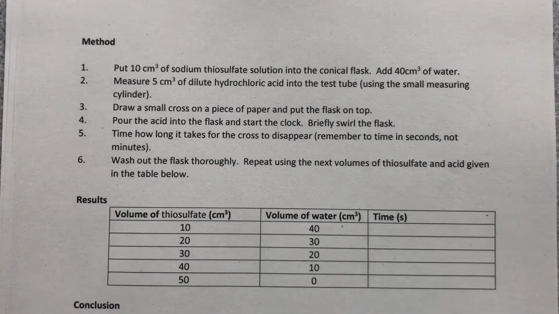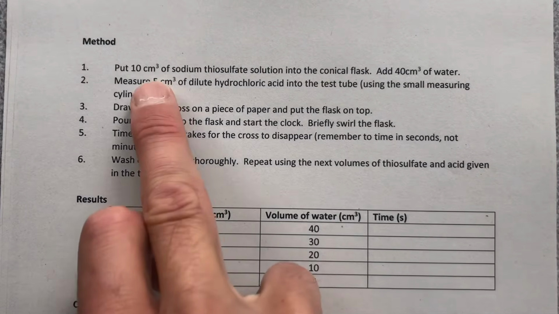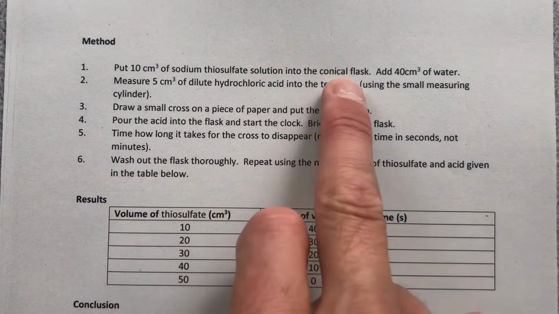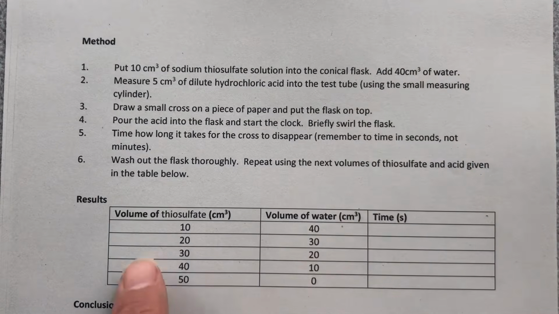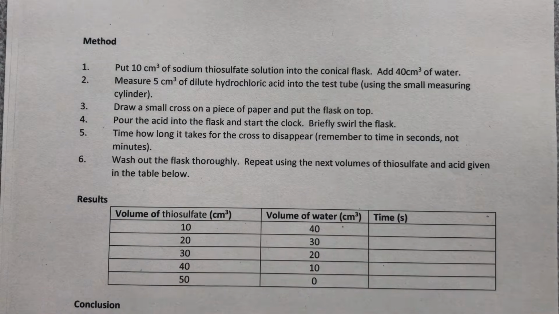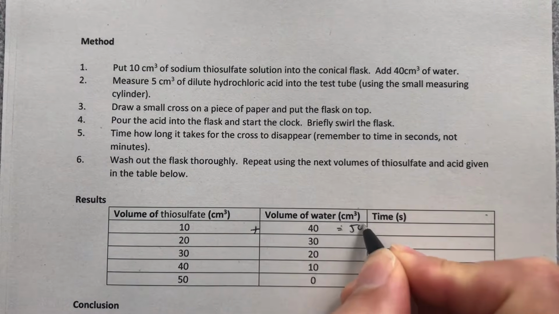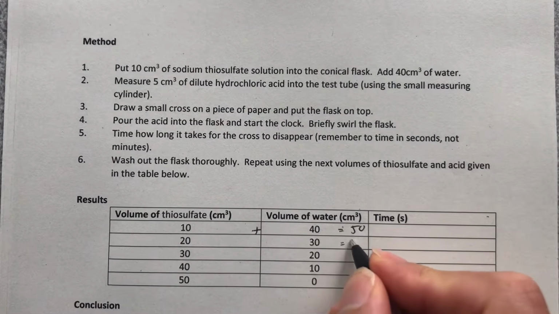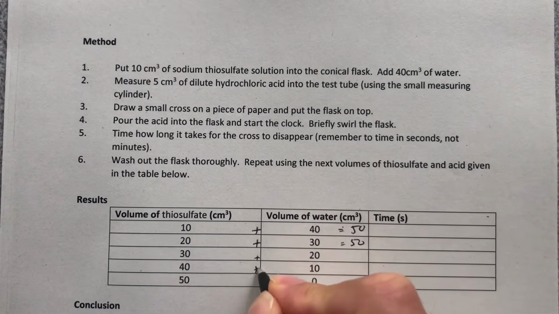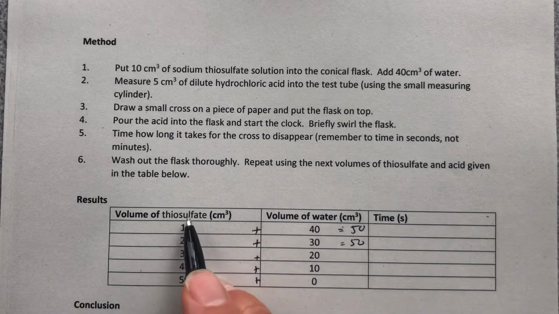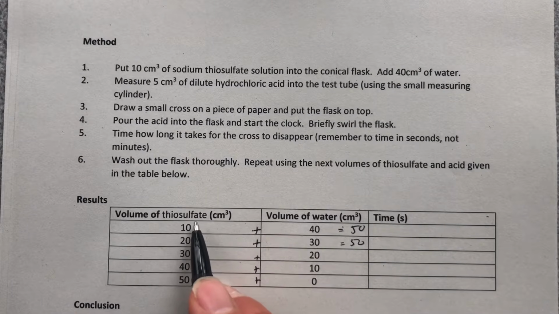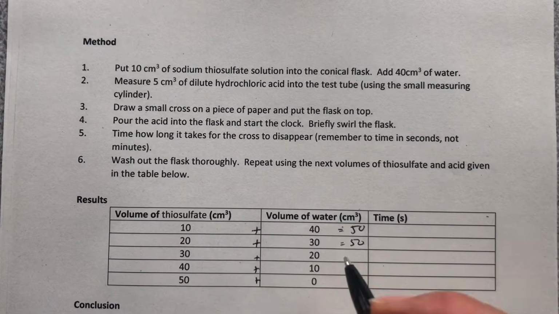So on the next page here we've got our method, a detailed method, and a results table. So first off, put 10 centimetre cubed of sodium thiosulfate in a conical flask and add 40 centimetre cubed of water. So this is our experiment one. Now in each experiment it's important to say that the total volume of sodium thiosulfate solution is 50 centimetre cubed. So we've got 10 and 40 equals 50. So on each occasion, 20 and 30 equals 50. In each occasion we are reacting 50 centimetre cubed of sodium thiosulfate solution, the only difference being the concentration changes.